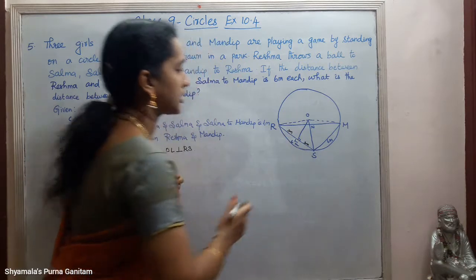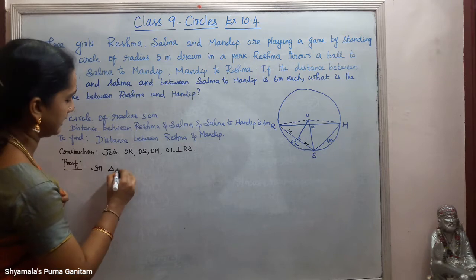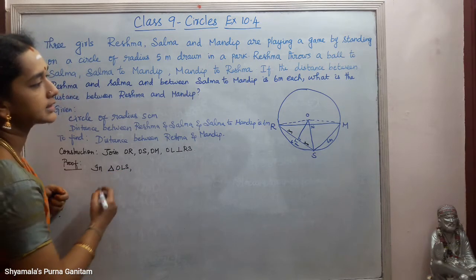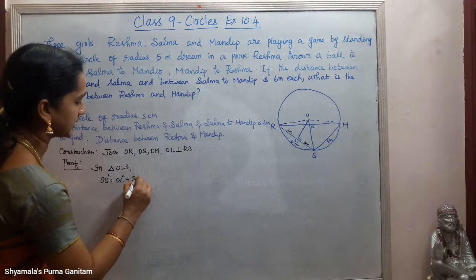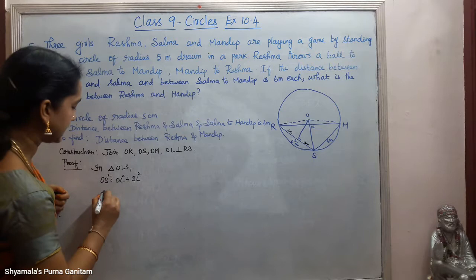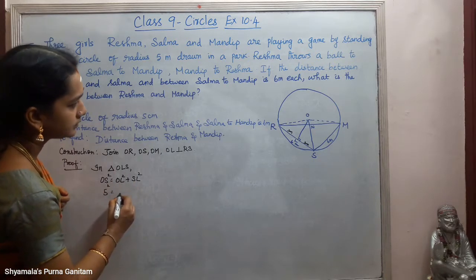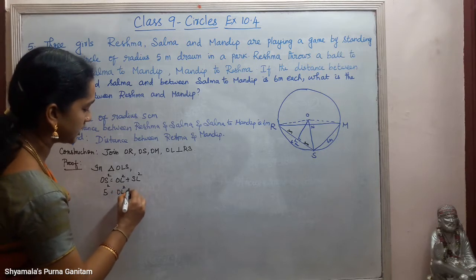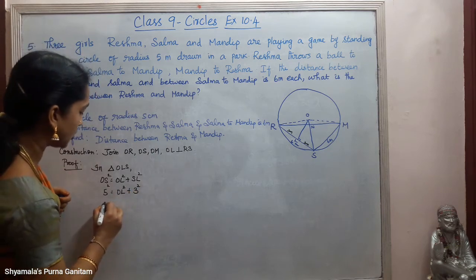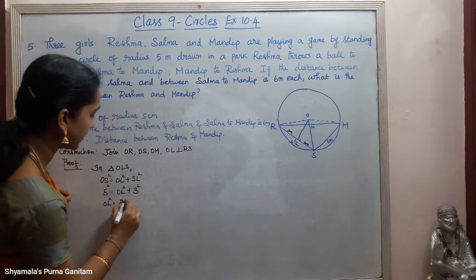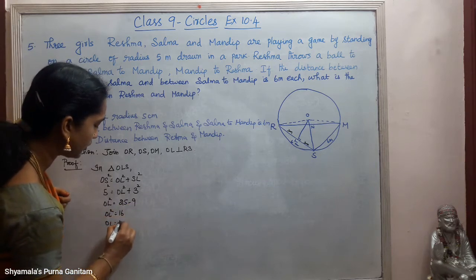Since it is the Pythagoras theorem, in triangle OLS, OS squared is equal to OL squared plus SL squared. OS is the radius, given as 5 meter, so it is 5 squared. OL we are asked to find, plus SL is 3 meter squared. So OL squared is equal to 25 minus 9, that is 16. So OL is equal to 4 meter.